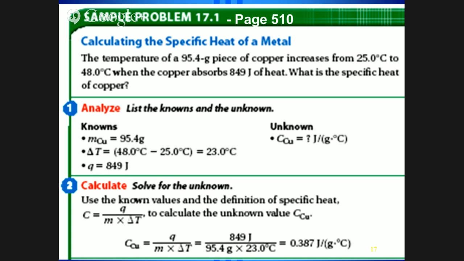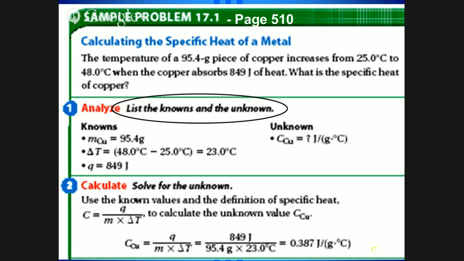So we're going to look at an example problem that's in the book to calculate C, the specific heat. The temperature of a 95.4 gram piece of copper increases from 25 degrees Celsius to 48 degrees Celsius when the copper absorbs 849 joules of heat. What is the specific heat of copper? So always a good approach in problems is to list out your knowns and unknowns. We know the mass of the copper, 95.4 grams. We can determine the delta T, 48 minus the 25, or 23 degrees Celsius was the change in the temperature.